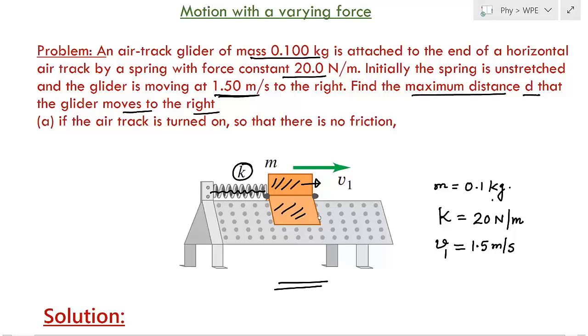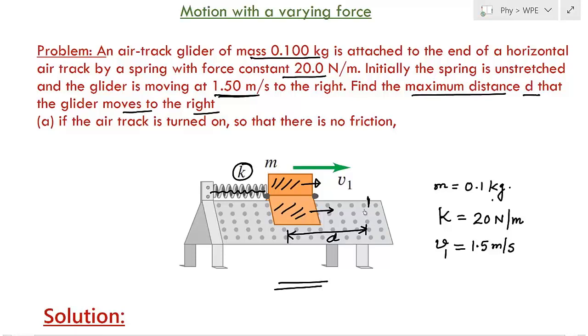What will happen? This glider will move to this side and the spring will elongate, and at a certain point of time the glider will stop. So we have to find the maximum distance that it can go. This distance is d, so we have to find this distance. At this point the velocity of the glider will be 0.